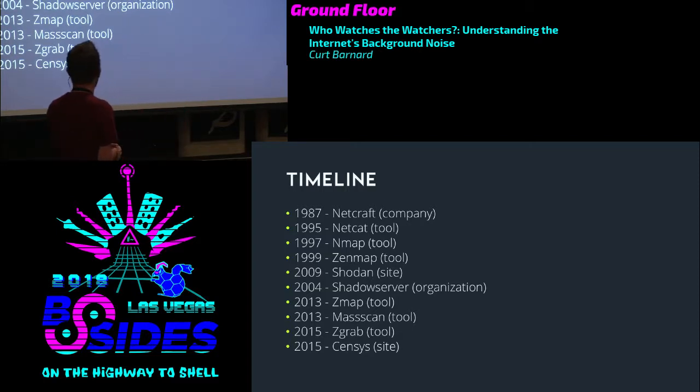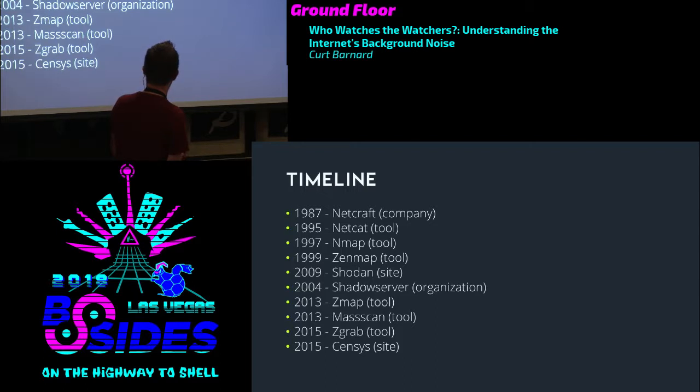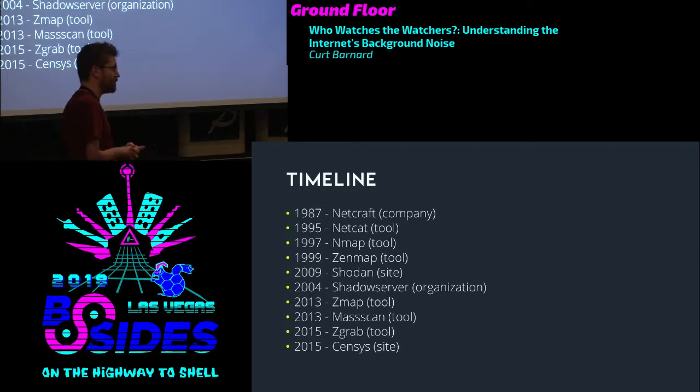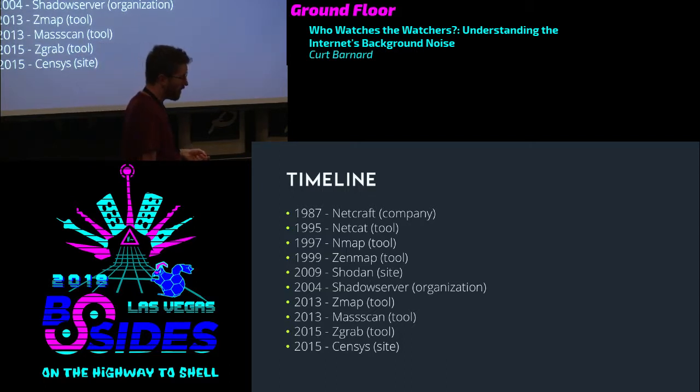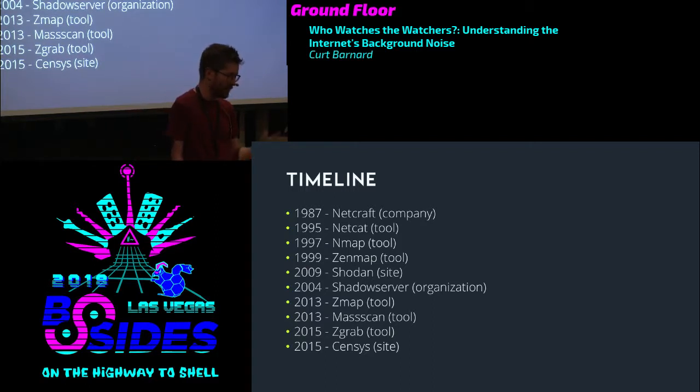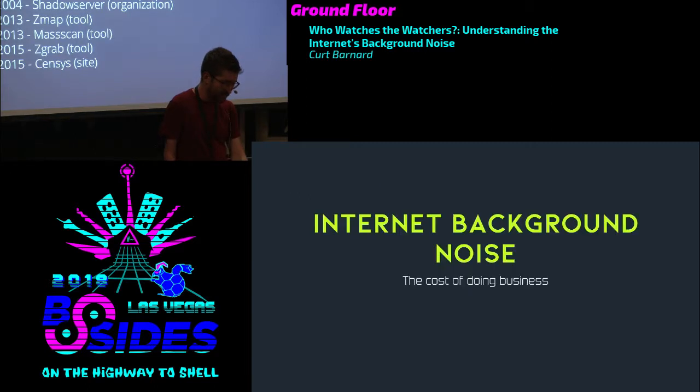And then Shodan came around in like 2009. SHADOWSERVER, oh, that's out of order, got started in 2004. Then ZMap and ZGrab were in 2013 and 2015. And then MassScan was published in 2013, which had its own network stack, which let it scan like 10 million IP addresses per second, which is enough to melt your own network, but not the network that you're scanning. And then CENSYS just kind of came out in 2015. Scans.io was out a little bit before that.